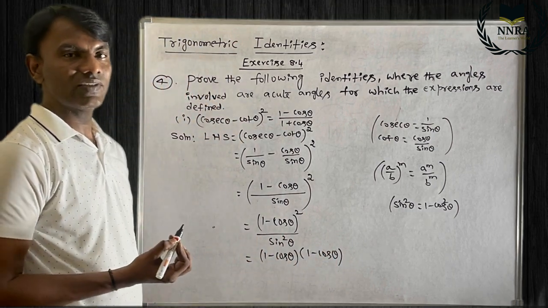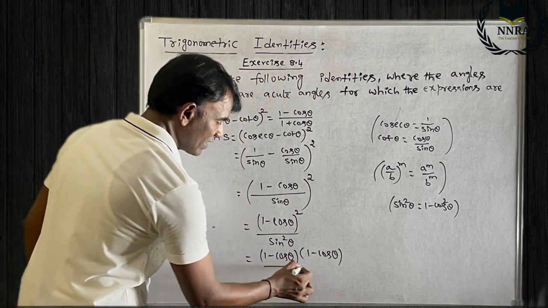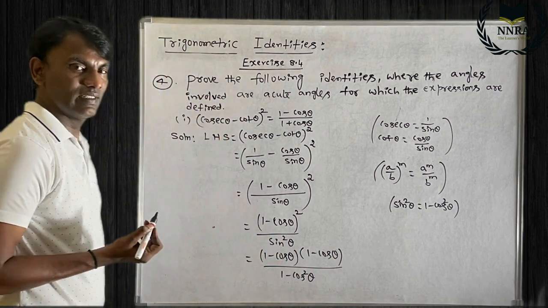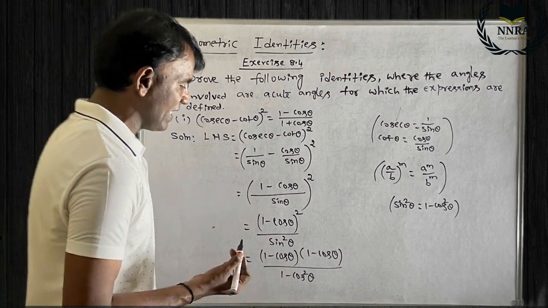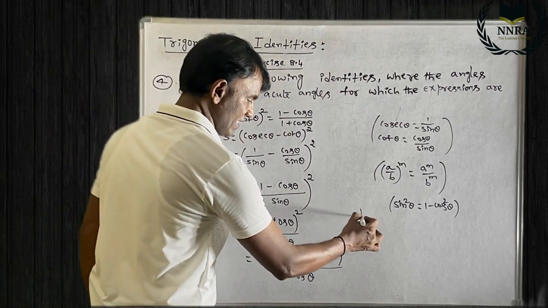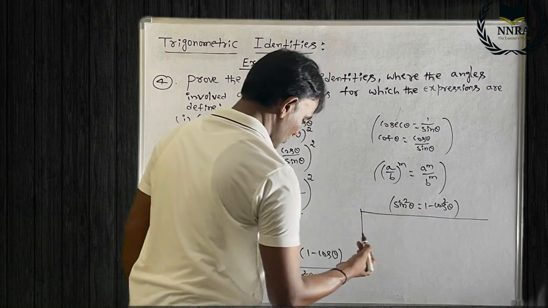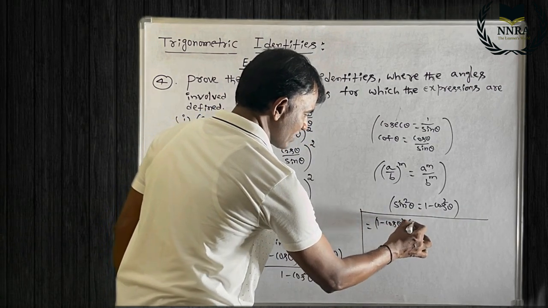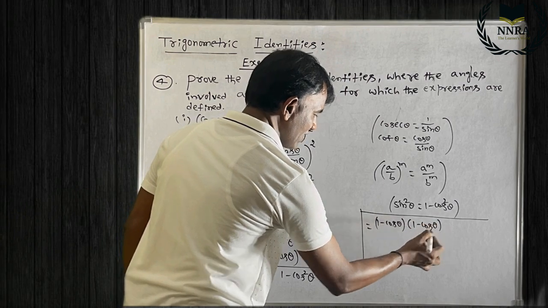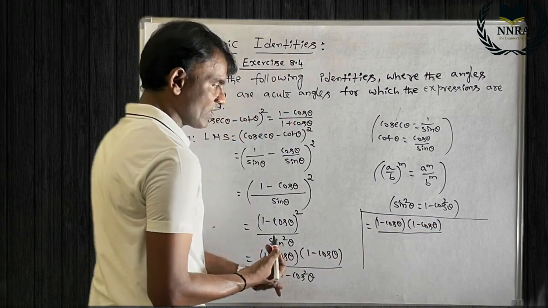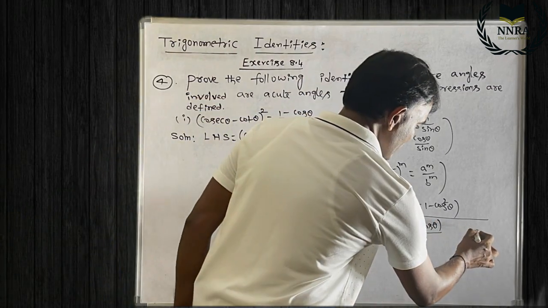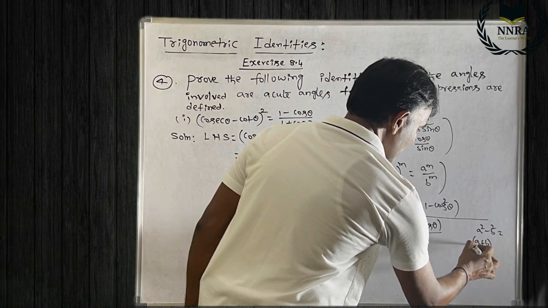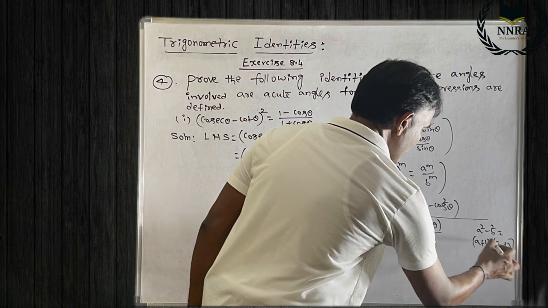Like a square equal to a into a. And coming to the denominator, 1 minus what is that? Cos square theta. And again this is the form of a square minus b square. I am writing here. Now the numerator is (1 - cos theta) into (1 - cos theta), right? And coming to the denominator, a square minus b square can be written as (a + b) into (a - b).